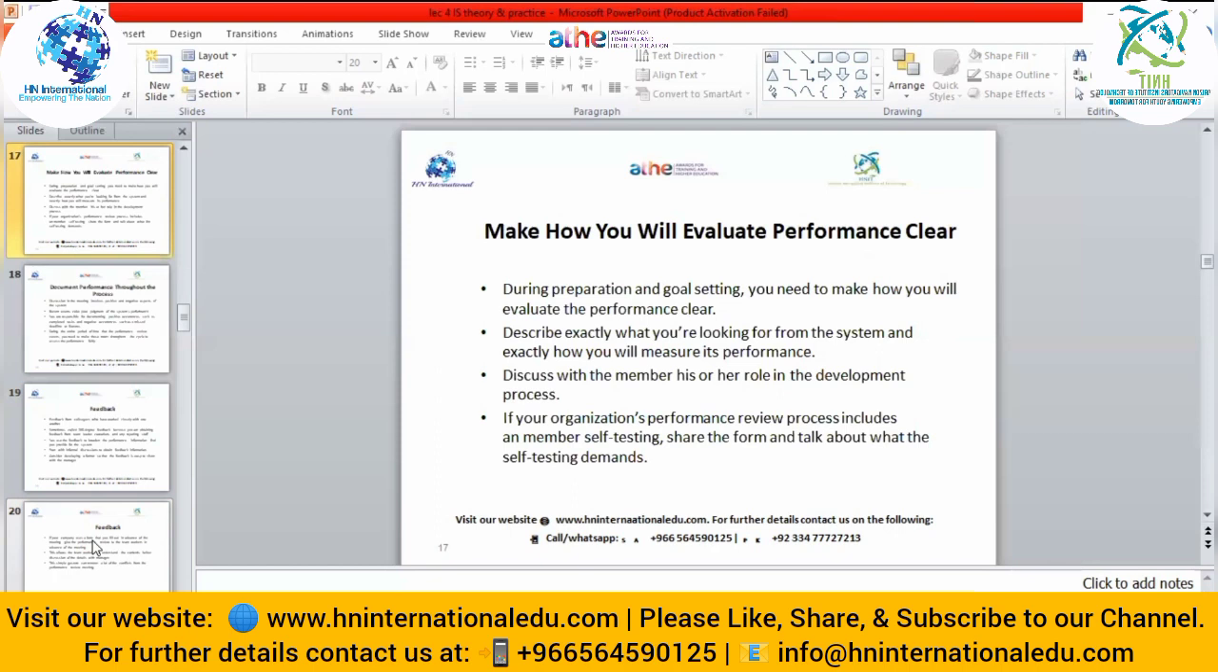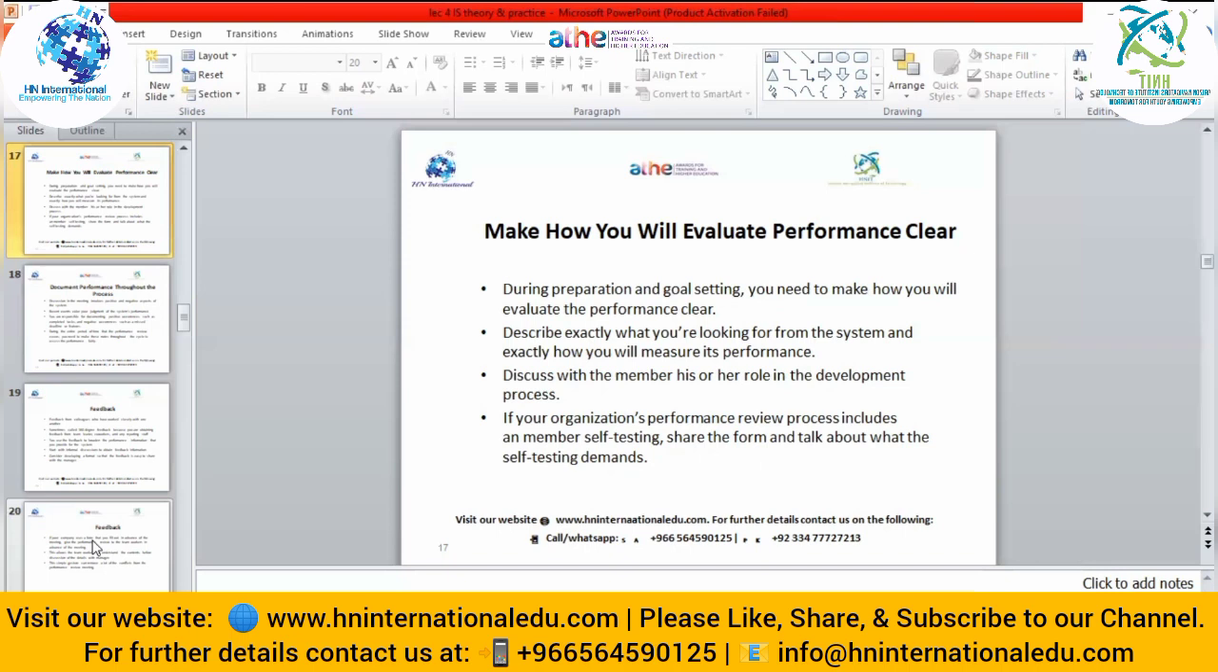Describe exactly what you are looking for from the system and exactly how you will measure its performance. As in the previous slide, we have discussed, we have to set the framework and then we have to discuss that framework with our team members. So we make it clear with all the members whether they have understood all our evaluation criteria or not. Discuss with the member his or her role in the development process. We have assigned the responsibility and we have to tell them how important his or her performance is to that goal or that project.